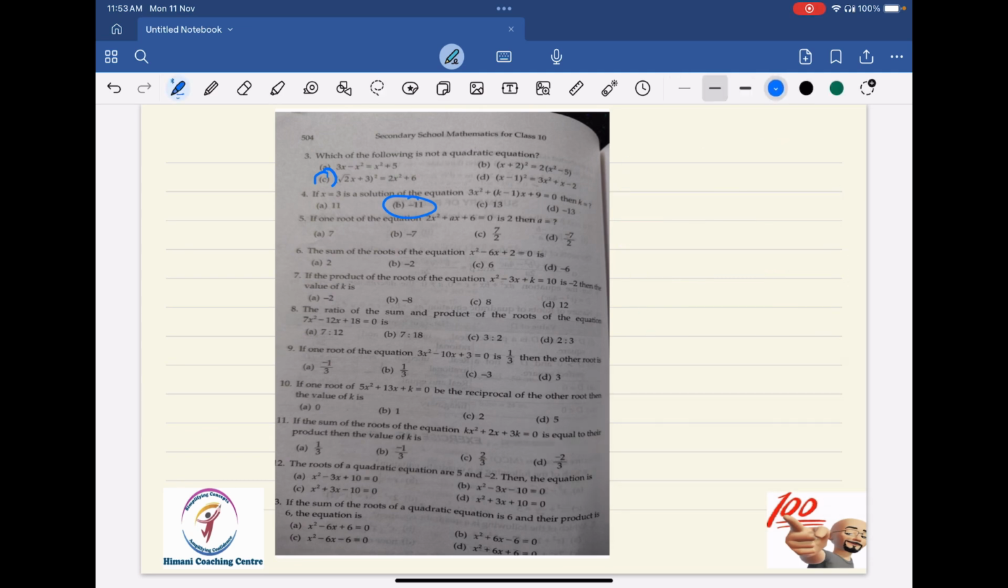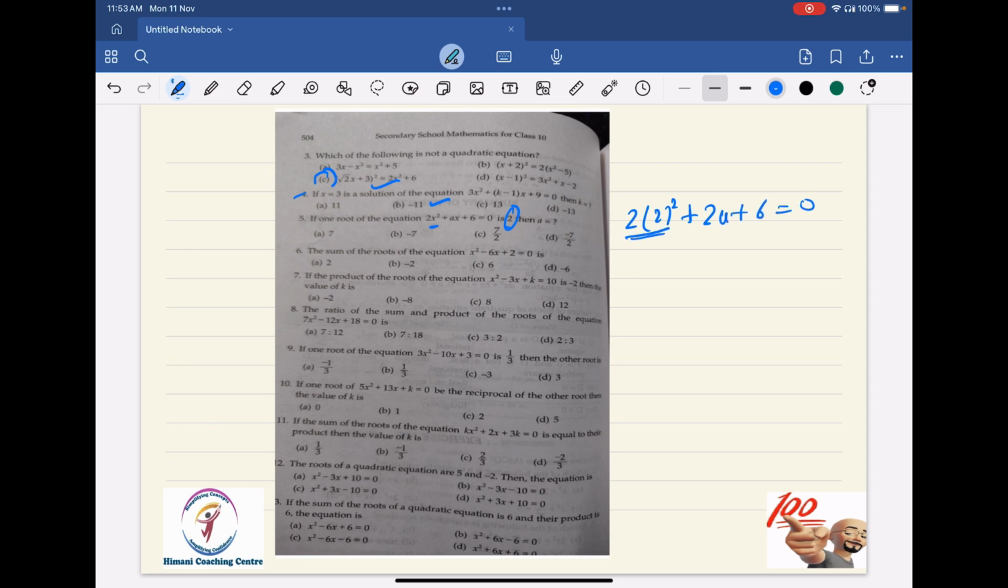Okay. Now let us look at the other question. It asks us that, okay, let me just put a sign here. If one root of the equation 2x square plus ax plus 6 is equal to 0, is 2, then find a. Again, it is a similar question. Whether they say solution, they say root, or they say 0, it means the same. So replace x with 2 here. And let us do that.